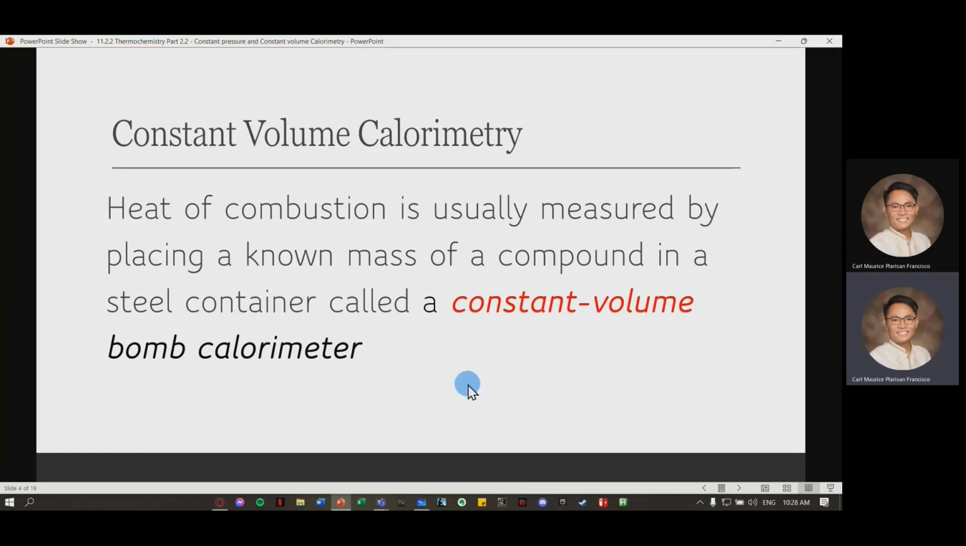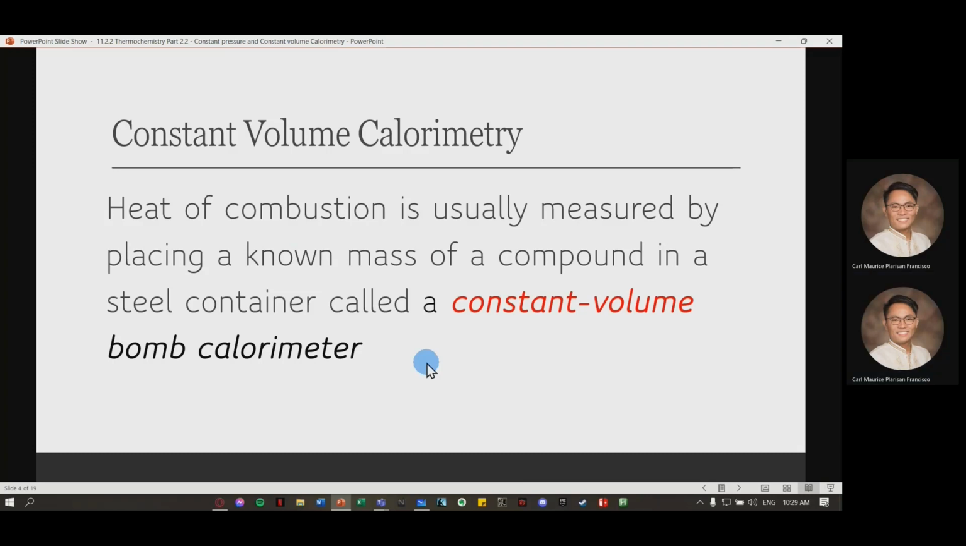In other words, for us to measure combustion, we use a known mass of a compound inside a constant volume bomb calorimeter. So that's the purpose of a constant volume calorimeter. This particular calorimeter, constant volume, measures combustion. So should we measure combustion, or the problem would like you to solve for the heat of combustion of a certain compound, the type of calorimeter or the type of calculation is anchored on constant volume bomb calorimeter.